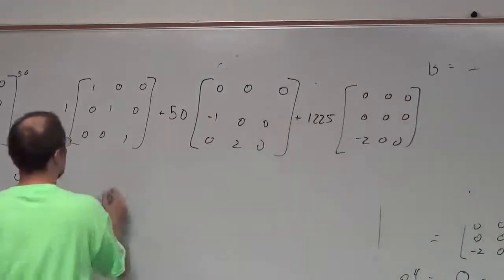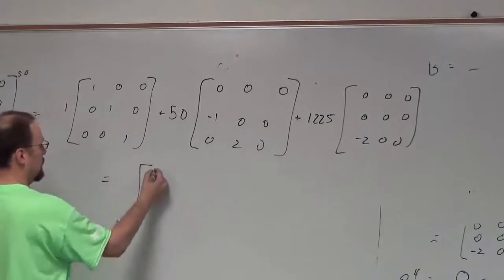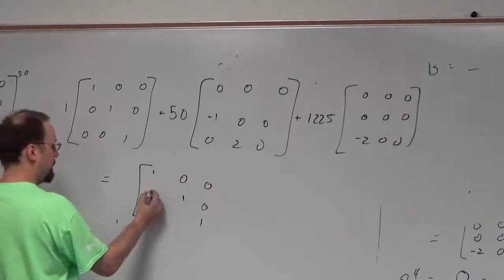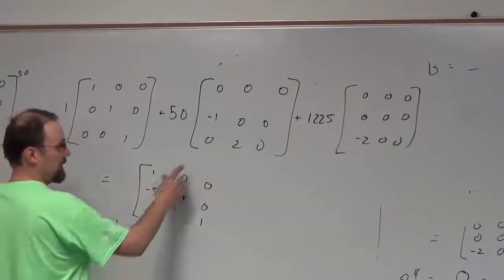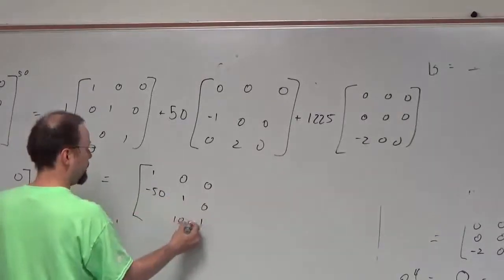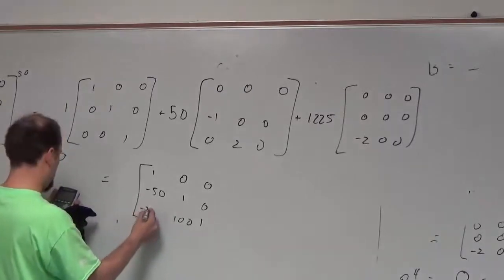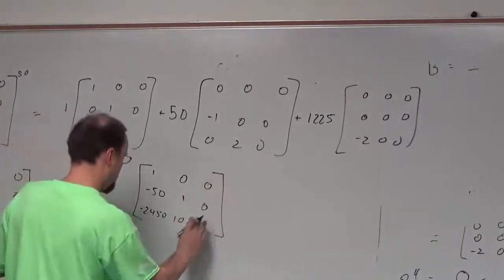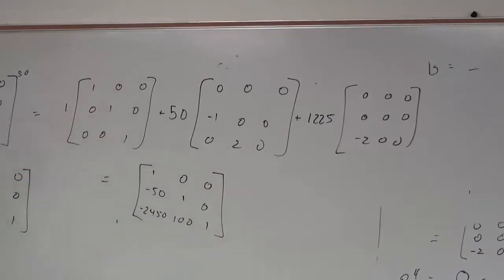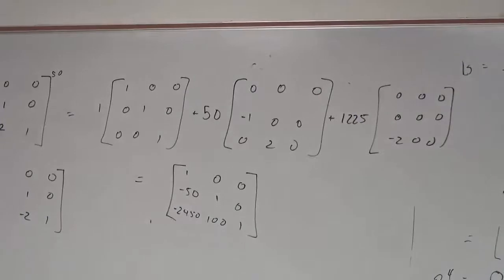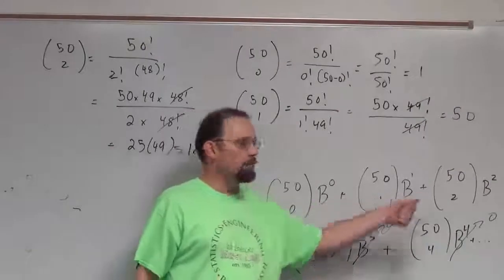So that's it, right? You get 1 on the diagonal. You get negative 50, and we get 100. And over here, negative 2,450. So that's a to the power 50. Notice that if I even used higher powers, it still wouldn't have really changed too much of the problem because b cubed would still be 0, so you could stop there. It's just these binomial coefficients would change.